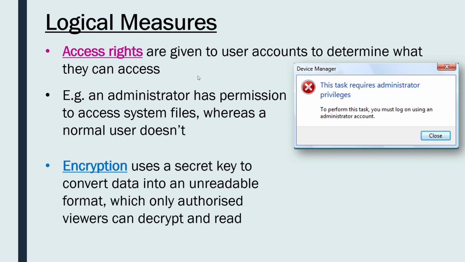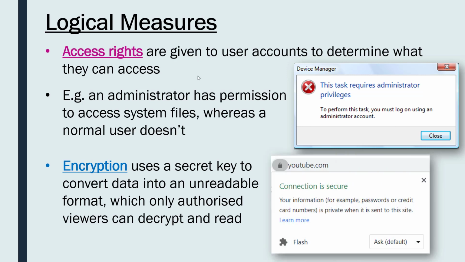Another really important logical measure which you hear about all the time, or you probably do, which is separate to access rights and authentication, is encryption. So encryption uses a secret key to convert data into an unreadable format which only authorized viewers can decrypt and read. So whenever you go to a website, and if in your search bar it says HTTPS as opposed to HTTP, often they get rid of it in the actual URL, but you might have a lock next to it on your browser. This is Chrome.